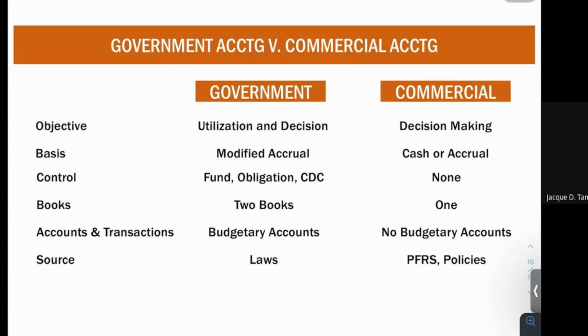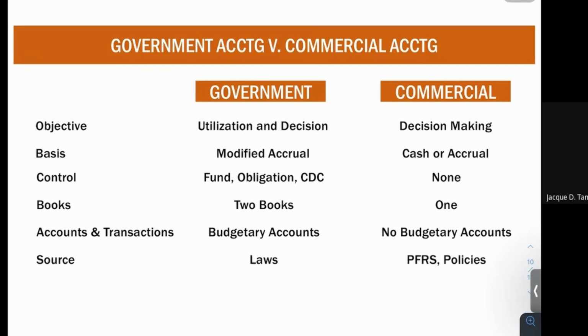So here are the differences between government accounting and commercial accounting. First, as to objective, we already know that the main function of government accounting is decision making and the utilization of funds and properties, particularly whether they are efficiently and effectively used. However, in commercial accounting, the objective is mainly decision making. So in commercial, there is one objective only, but in government, we have two. That includes utilization and stewardship.